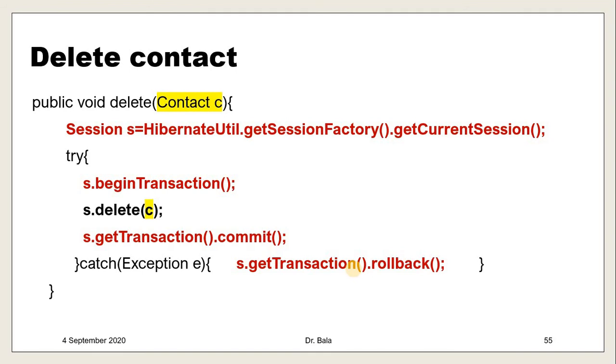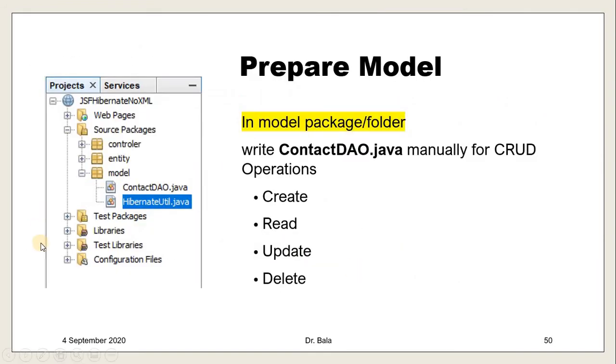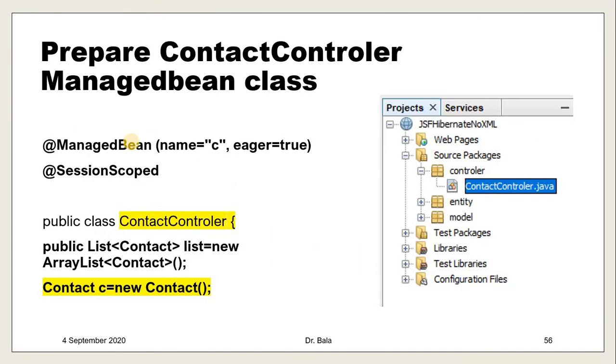We prepared the DAO class in the model. What is left? We have the controller. This is the last one, where we have our managed bean, in which we call the contact class object and DAO object for our actions. So we are going to prepare a controller, that is our managed bean. In the managed bean we state our object name and eager is true, whichever scope you want. I have mentioned session scope here, and I say the class name as contact controller. Contact controller is for our naming purpose, which will be called by C.